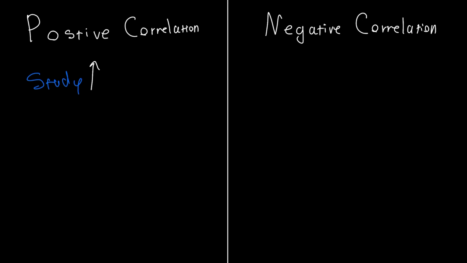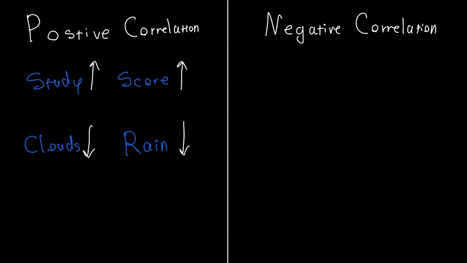So let's go through some examples. Positive correlation. If you study more, then your score will be higher. That's an example of positive correlation because both variables increase together. If there are fewer clouds, then the probability of rain is also lower, so the variables go down together. If a person exercises more, then they're going to have better heart health. So those two things increase together.